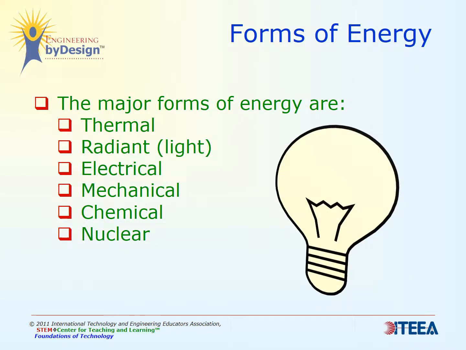The major forms of energy are, and these six are listed: thermal energy, radiant energy, which has to do with light, electrical energy, mechanical energy, chemical energy, and nuclear energy.